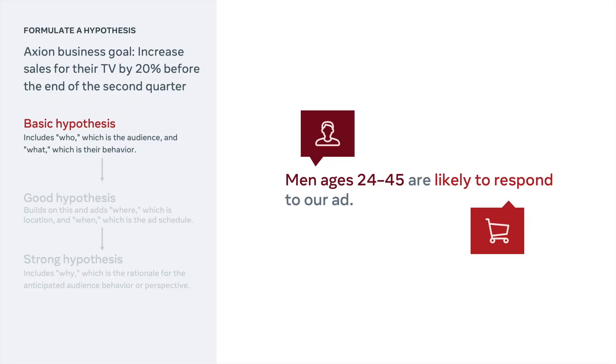Axion offers a revolutionary TV with this technology, and their business goal is to increase its sales by 20% by the end of the second quarter. They believe their primary audience for this campaign is male home theater enthusiasts who live in the UK.